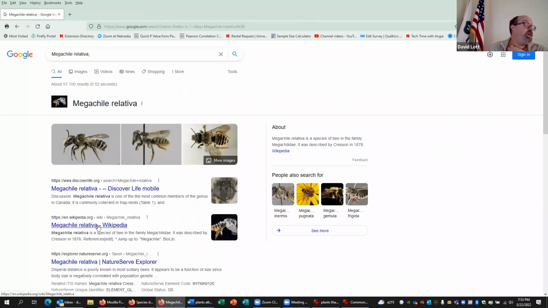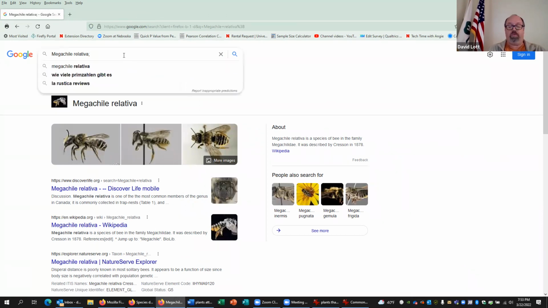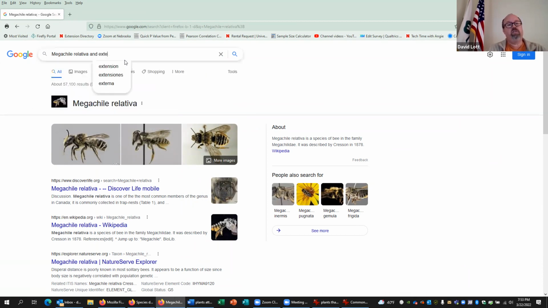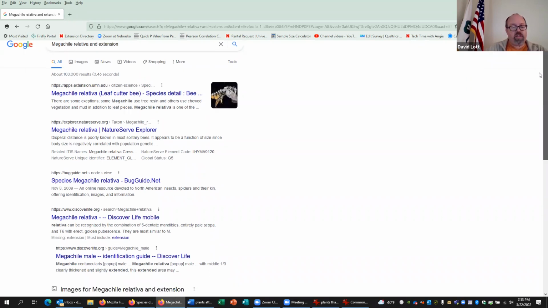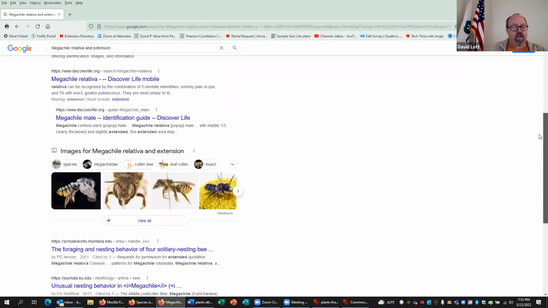See, guess what? I didn't put extension in, and guess what? Wikipedia is right up to the top. So we're going to put our extension in here. I didn't know this spring. This is how you sort them out. So there's lots of information here. We'll find it. So it looks like another bee species that it's a parasite of.